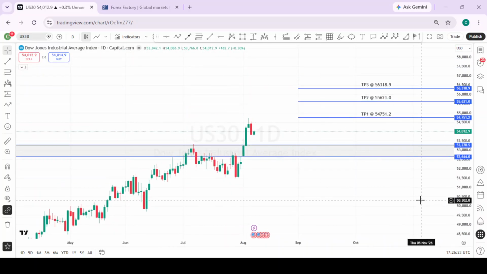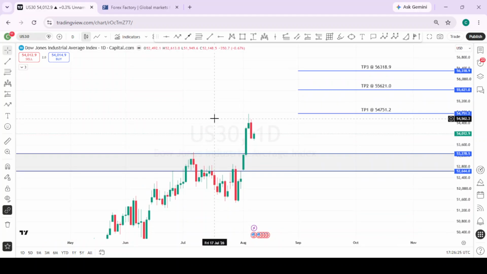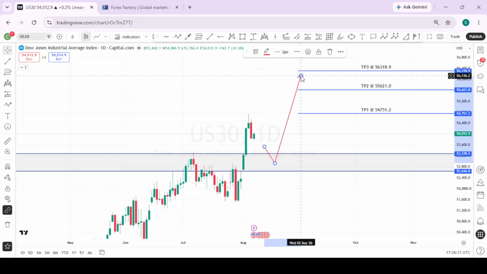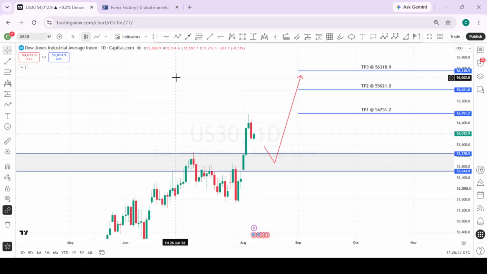This is US 30. For US 30, it's extremely bullish, so we'll be anticipating a possible pullback into this area of interest before buying opportunities to the upside for US 30.